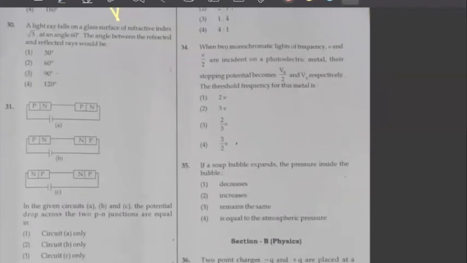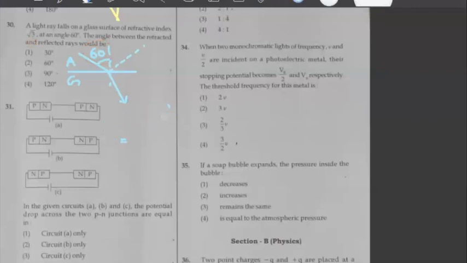A light ray falls on a glass surface of refractive index mu at an angle of 60 degrees. So what can we say? This is air, this is glass, a ray of light falls at 60 degrees, and the refractive index is √3. The angle between the refracted and reflected ray is like this, and there is reflection. So they want the angle. I think we should check for the polarizing angle IP, right? If mu is √3, mu is tan IP, so IP is tan inverse of mu.